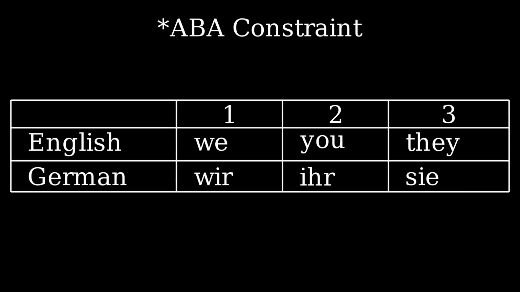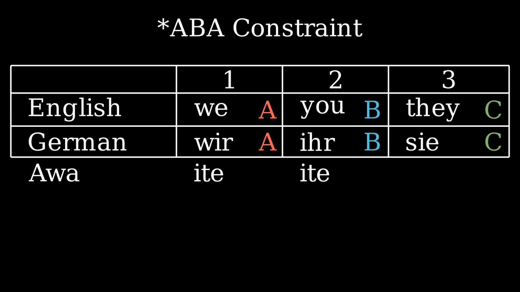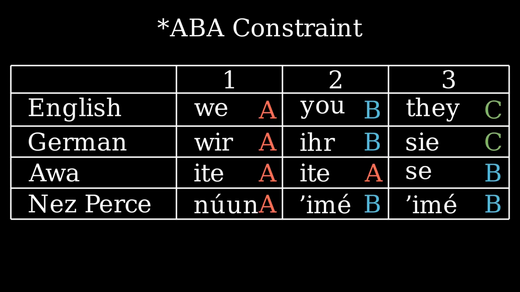It also applies to other patterns like person and case. For example, just looking at the person for plural pronouns, English and German have different forms. That's the ABC pattern, which is most common across languages. Some languages like ABA and Nez Perce have the same form for multiple inflections, which is called syncretism. But while there are AAB and ABB patterns, there's still a lack of ABA. That is, there's no syncretism between the first and third person to the exclusion of the second person.